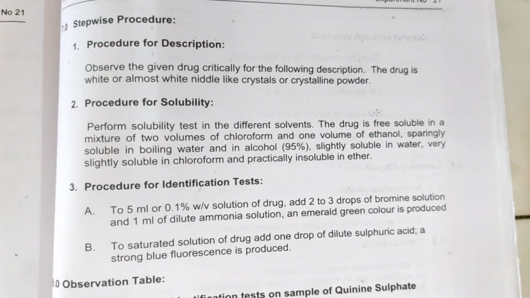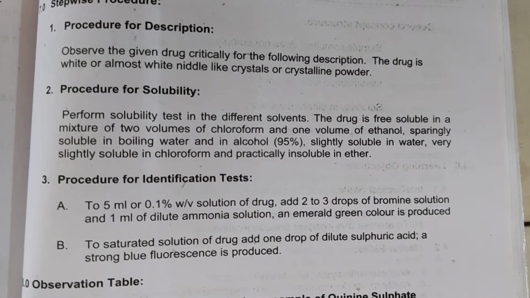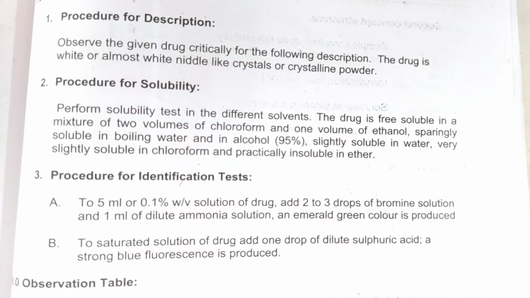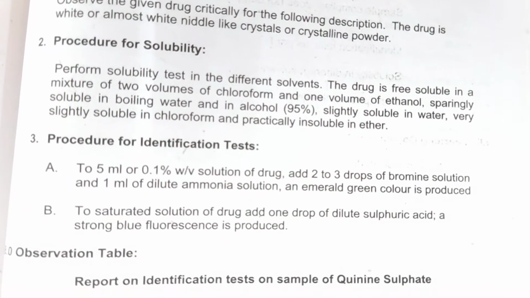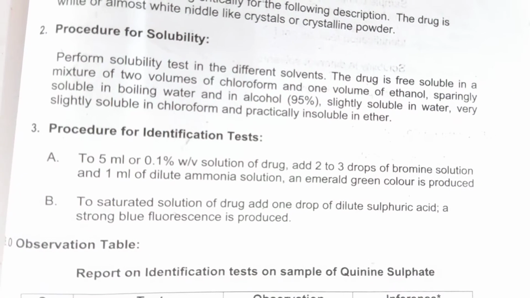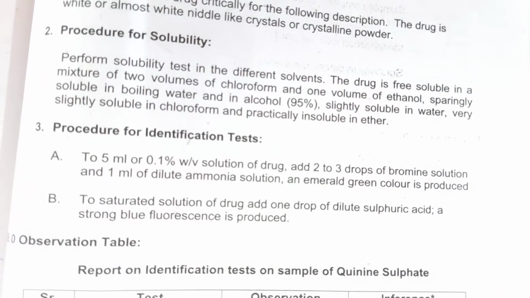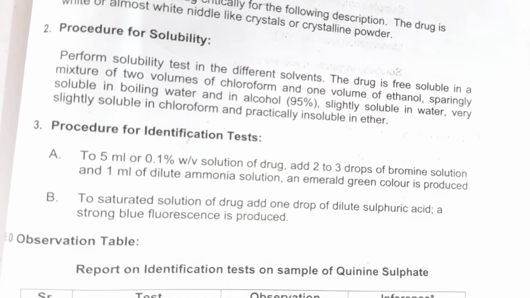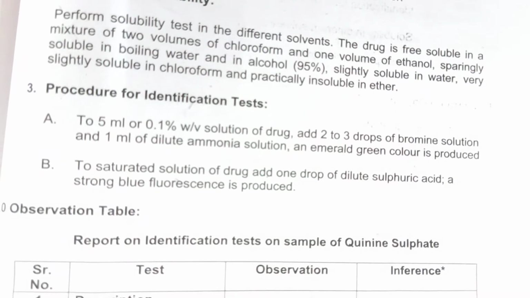The description of the drug is white or almost white needle-like crystals or crystalline powder. In case of solubility, the drug is freely soluble in a mixture of 2 volumes of chloroform and 1 volume of ethanol. Means we have to take chloroform and ethanol in a proportion of 2:1. It is sparingly soluble in boiling water and in alcohol, slightly soluble in water, very slightly soluble in chloroform and practically insoluble in ether.